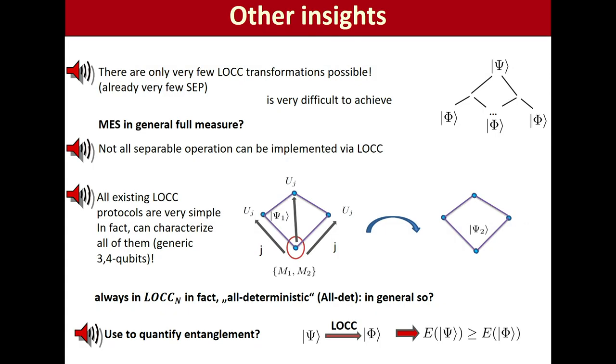Let me now briefly discuss the other insights that we obtained here. First of all, we learned that there are very few LOCC transformations from pure to pure states. So it's very difficult to do such a transformation. Then the question is: is the maximally entangled set always of full measure when we go to more than four qubits? As I don't have time to talk about more details, I will just give you the answer here. Indeed, one can show that the maximally entangled set of more than four qubits, and so qubits and qudits of arbitrary dimensions, is always of full measure. So one can prove that generically, you cannot do any transformation. So being able to do an LOCC transformation is a very rare property.